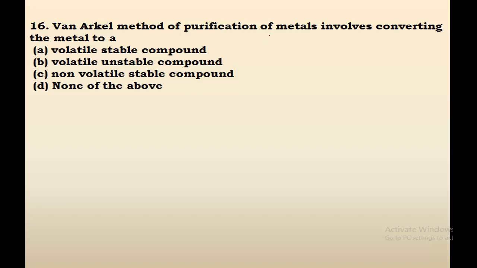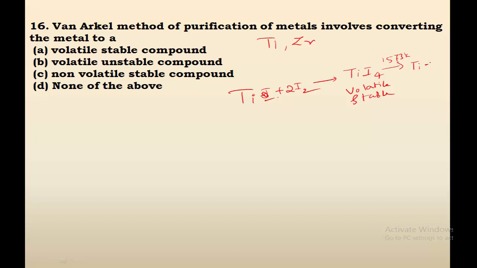So Van Arkel method is used to purify titanium and zirconium. So if I consider the example, titanium, when it is heated in presence of iodine vapor, what will it form? Titanium iodide, which is the volatile stable compound. First it will form volatile stable compound. Upon further heating at high temperature, it will form titanium plus 2I2. It will decompose this and gives pure titanium. So it involves formation of volatile stable compound. So which option is right? Option A.